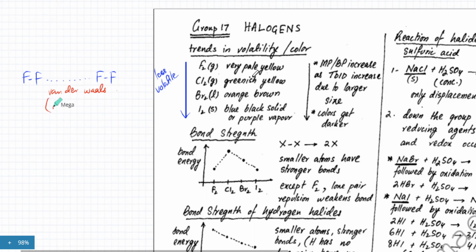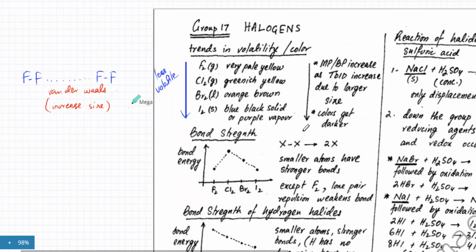But van der Waals forces increase with size. So if the molecule size increases, the van der Waals forces become stronger, which is why the boiling points increase. And the other thing is the colors, they become darker as well. You have to remember the color. Fluorine is almost colorless or very pale yellow. Chlorine is greenish yellow. Bromine is orange brown, and iodine is a blue black solid.